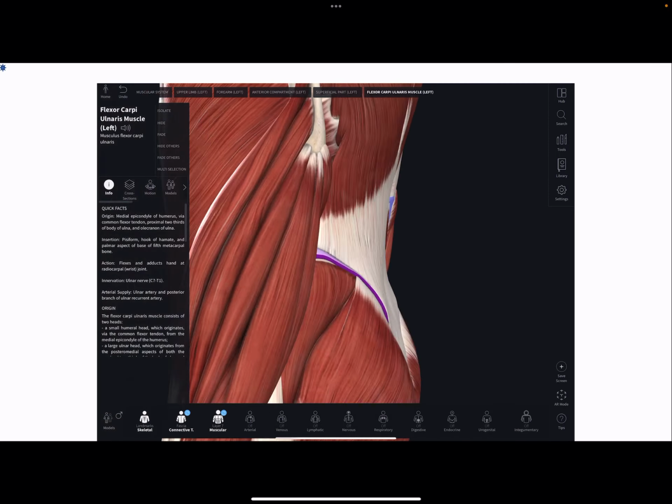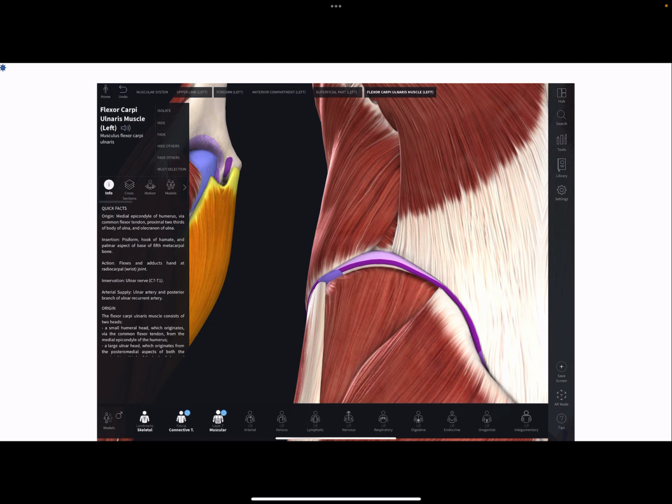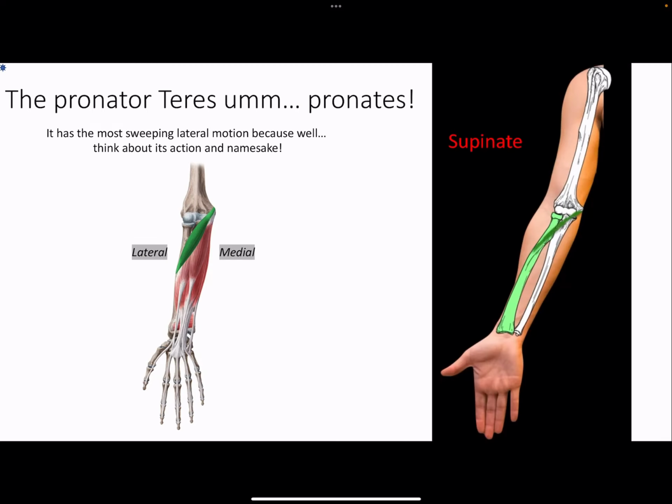Now I'm going to sweep around. Just note that on the posterior medial perspective view, you can actually still see the FCU, flexor carpi ulnaris. All right, so let's go through these one by one.